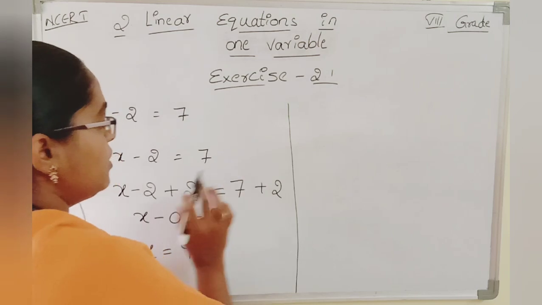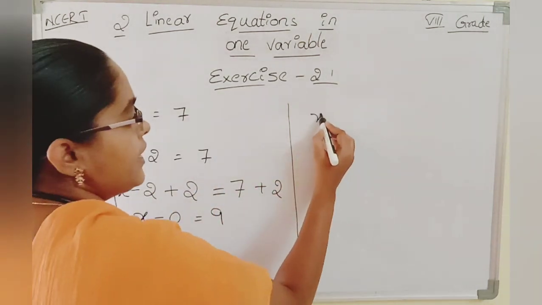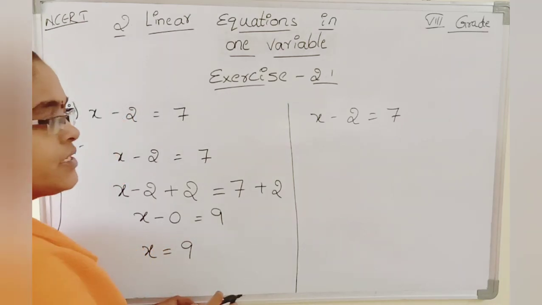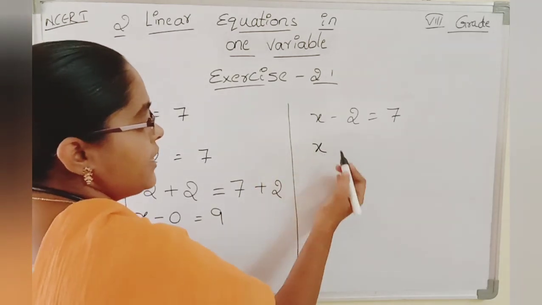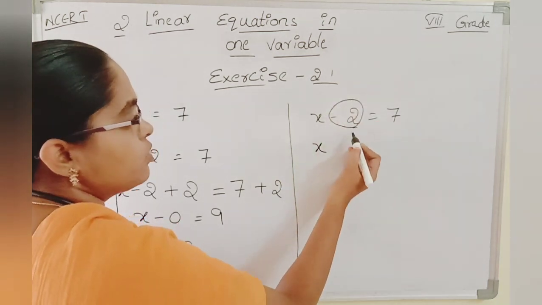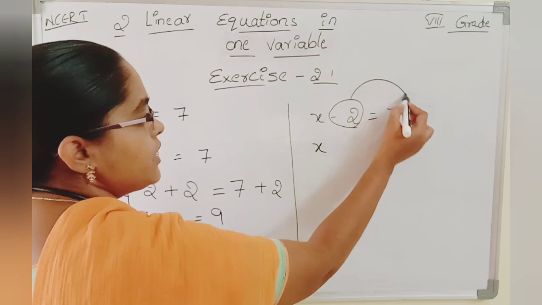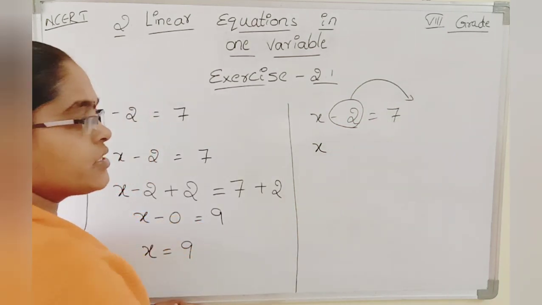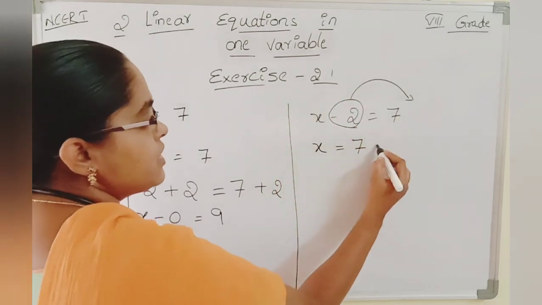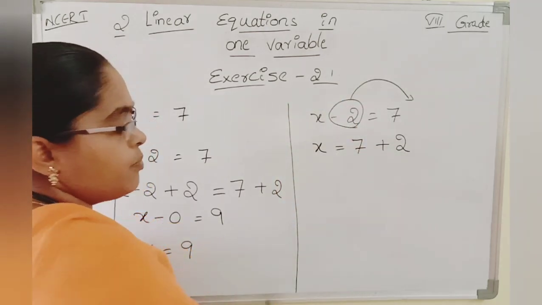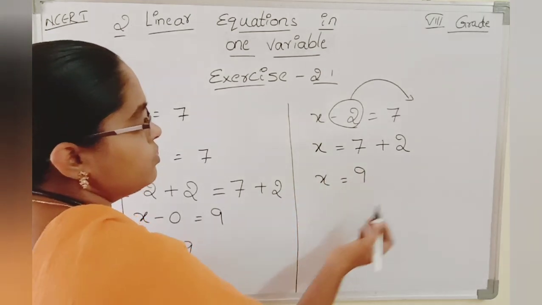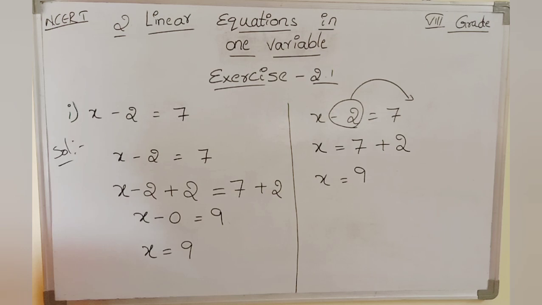Now see the second method, how to solve the same problem. X minus 2 is equal to 7. As we discussed, I want only x on my LHS side. Along with x, here I have minus 2 also. So this minus 2 I need to send from LHS to RHS. Whenever we are sending a minus number from LHS to RHS, it becomes a plus number, it gets a positive sign. So that is nothing but x is equal to 7 plus 2, 9. Whichever is easy for you, you can follow that method.